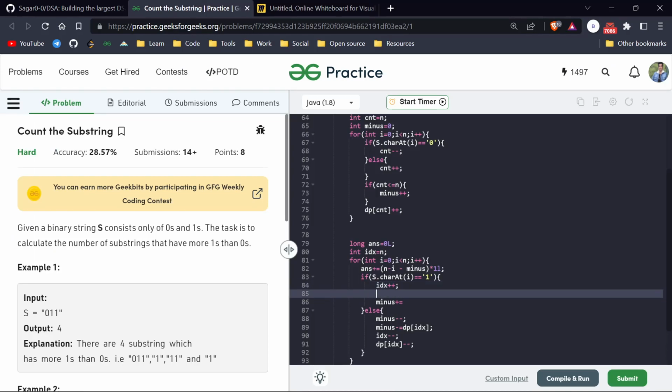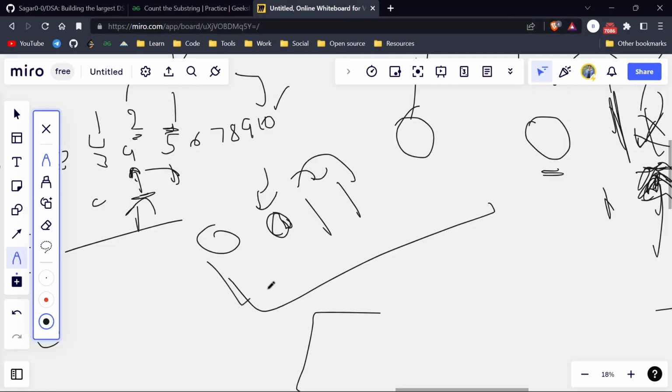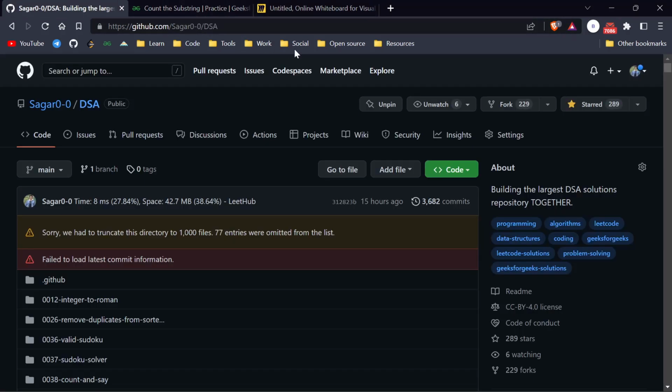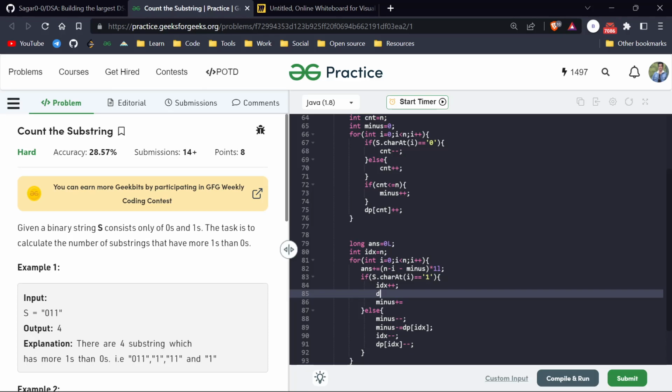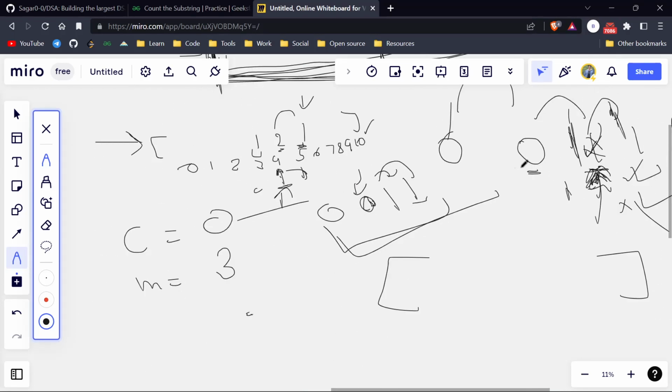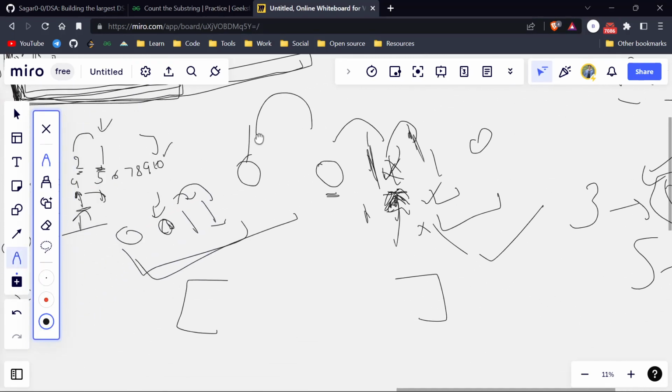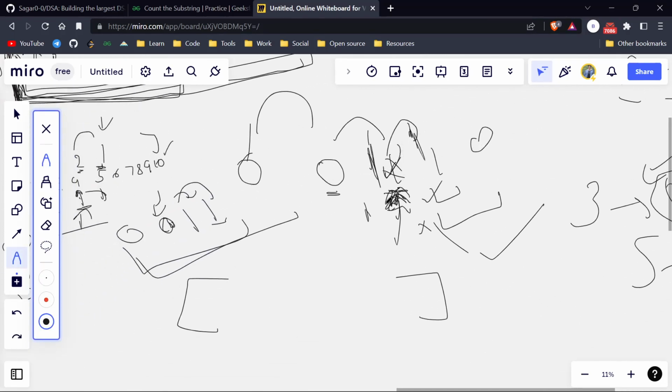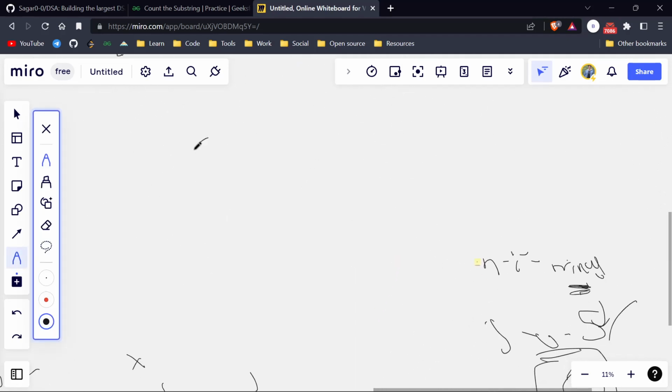At the next point, first of all, index plus plus, and we have to reduce the value because at this point we have one more 1. So what we will do is dp of this index value minus minus, and now we just have to add that value to our minus value. If you don't understand this, just do me one favor: dry run this example.